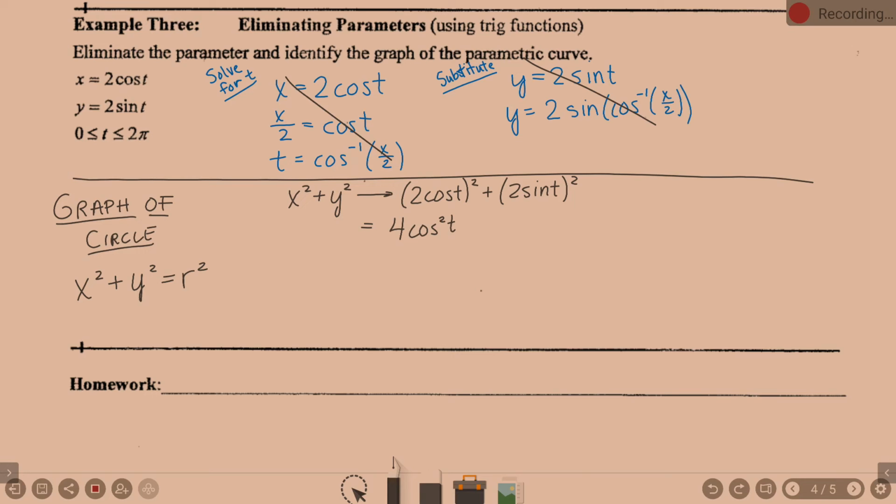You do have to be careful because when you say cosine t squared, that's not right. If you put parentheses here, that makes it right. So I tend to always try and put the square after the trig function, before the variable, to indicate that. Okay. 2 sine t quantity squared is 4 sine squared t. What do you notice about those two terms?